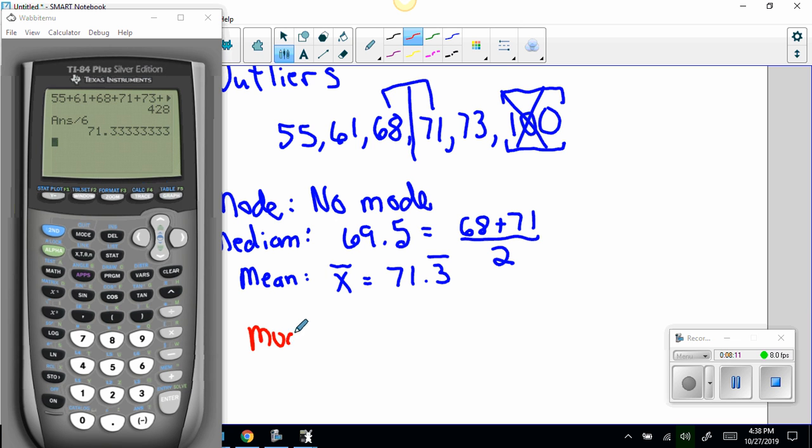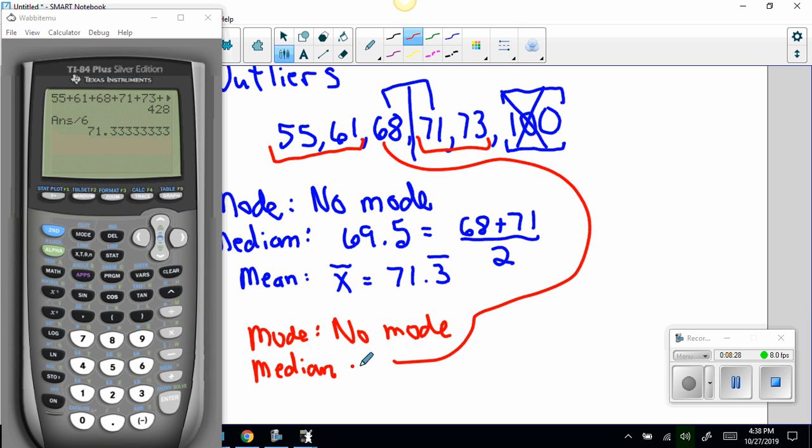The mode is still no mode. A good teacher probably would have made like 271s or something. The median is now just the middle number. You got a 2 and you got a 2. There's officially a middle number, which is 68. This did change by a little bit.